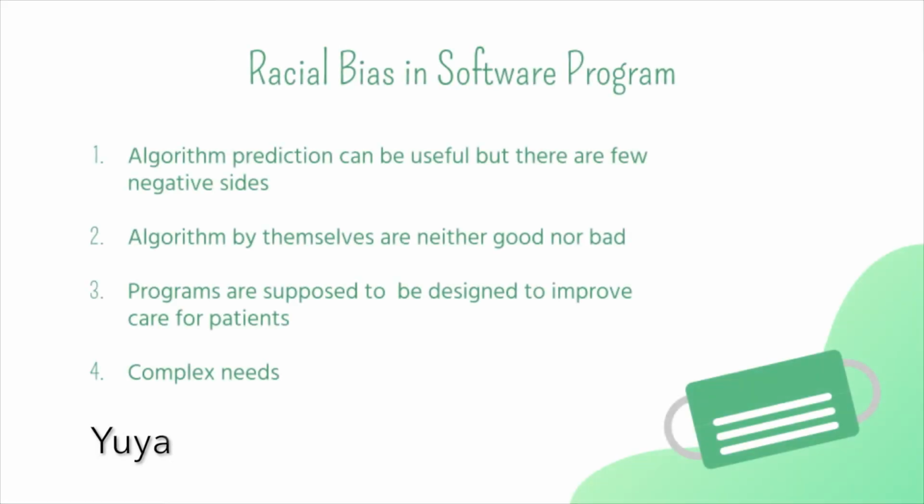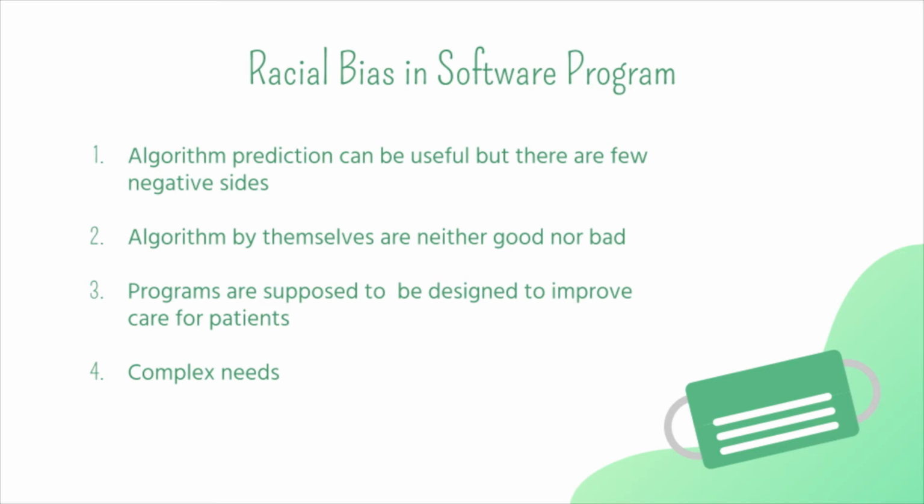I'm Yuya, and I'm going to talk about the technology for chronic health. I think prediction algorithms in the healthcare system can be very useful to assess millions of patients in a short amount of time. However, the outcome can change very easily with the same question when it is slightly different.